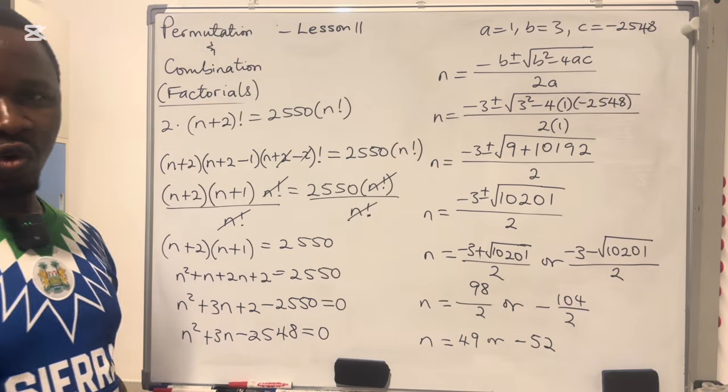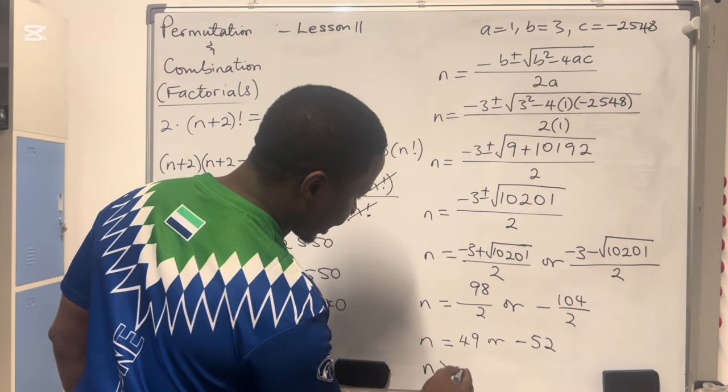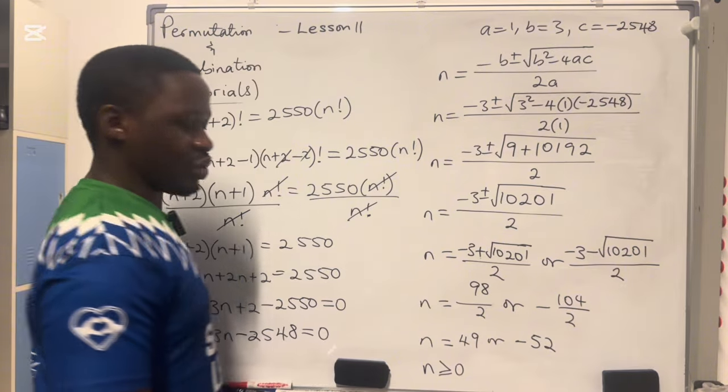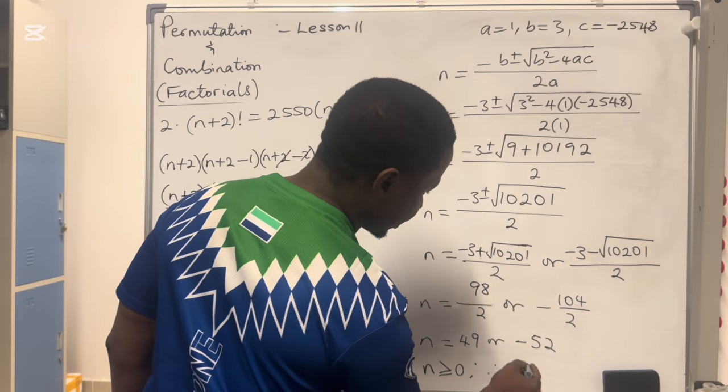But n is always positive. Yeah, n has to be greater than or equal to 0, meaning it has to be positive. So therefore, n is 49.